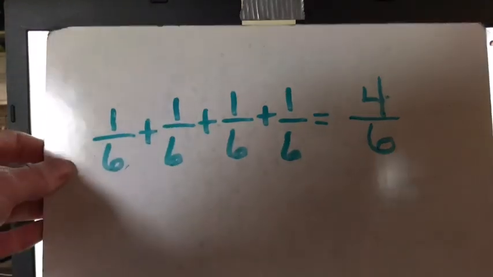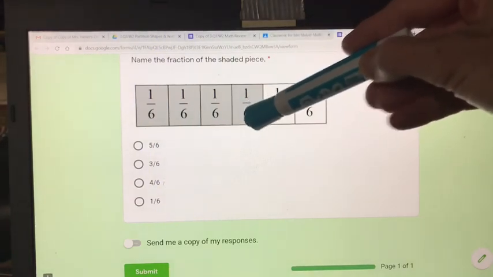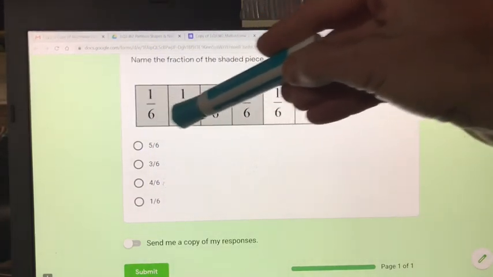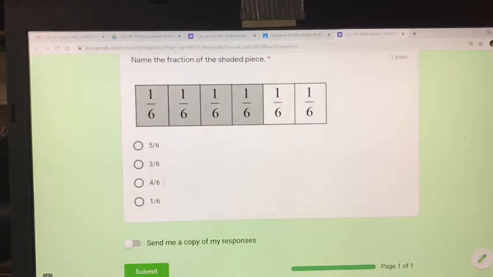And let's look at that. There are 1, 2, 3, 4 out of a total 1, 2, 3, 4, 5, 6. 4 out of 6 are shaded. So our final answer there is 4/6 are shaded.